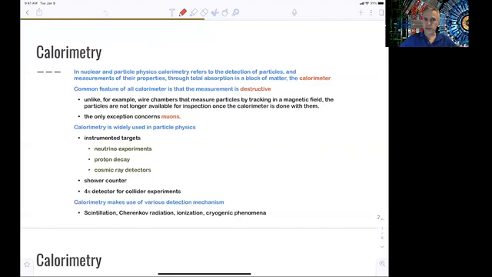The detection mechanism can vary quite a bit. We use scintillators a lot. We use silicon in some modern detectors. We use ionization. We use Cherenkov detection. We use sometimes cryogenic detectors, which are very sensitive to very small energy depositions, and they can be quite useful. They are used in dark matter experiments or in neutrinoless double beta decay experiments, for example.